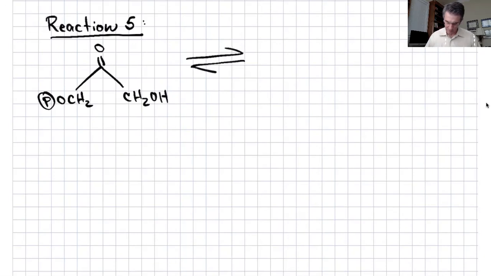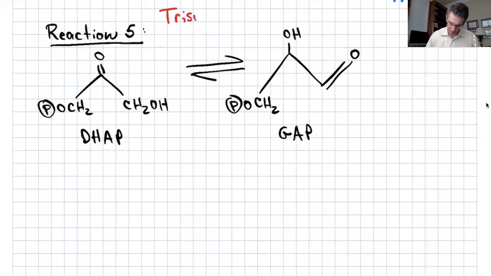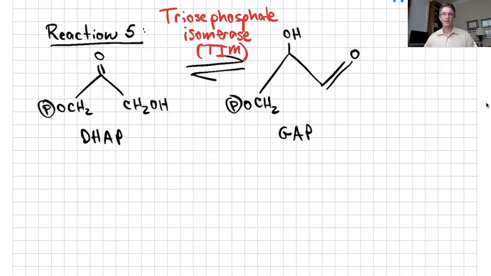And what this enzyme is going to do, the next reaction is going to do, is basically just convert that molecule from the ketose into the aldose. We're just going to take the carbonyl, move it over, and turn DHAP into GAP, right? The enzyme that runs this reaction, it's a famous one. This is, of course, triose phosphate isomerase, or TIM. Mighty Tim for you Monty Python fans, right?